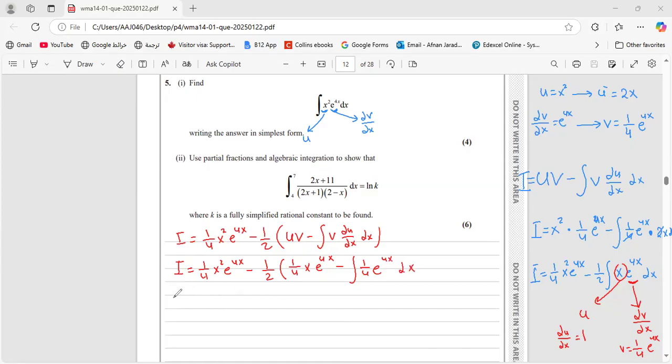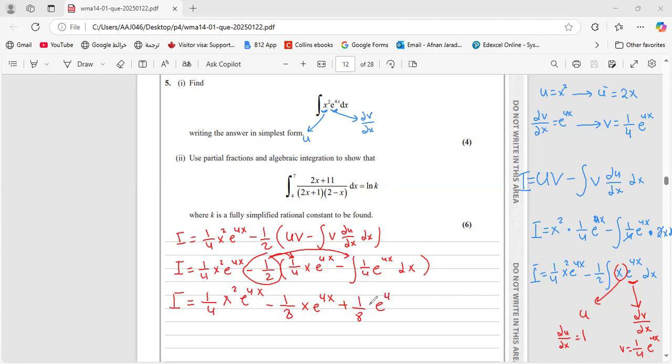Now, the integration equals 1 over 4 in simplest form. 1 over 4 x squared e to the power of 4x minus 1 over 8, okay? Negative 1 over 2 times 1 over 4, which equals 1 over 8 x e to the power of 4x, and to multiply negative half by this one, it will be plus 1 over 8 e to the power of 4x.